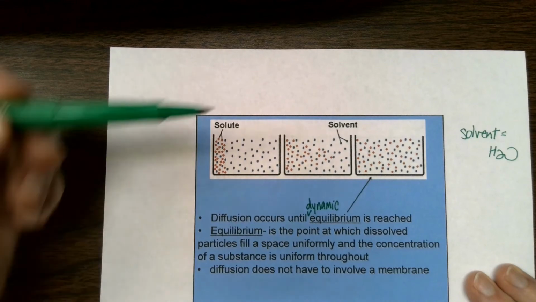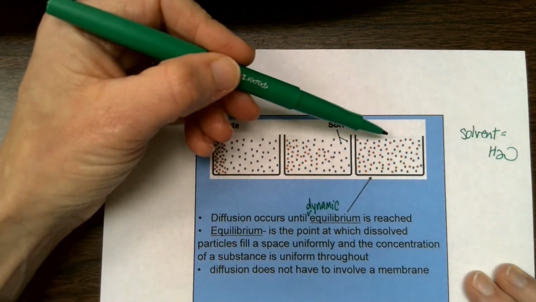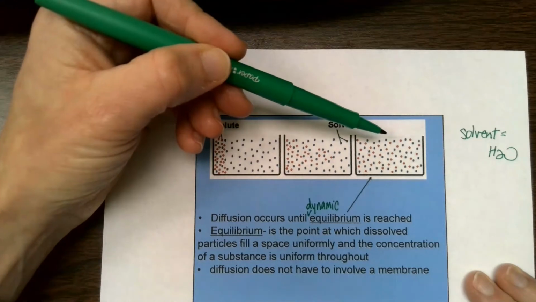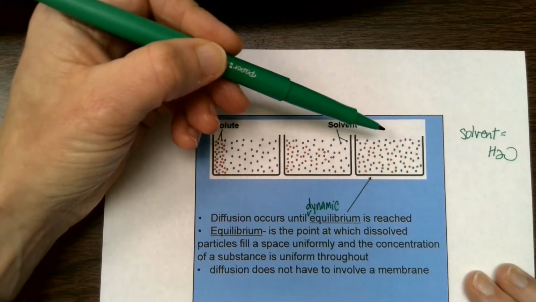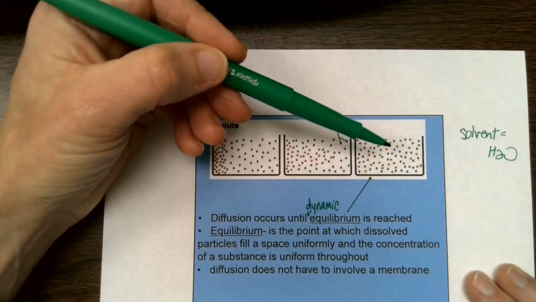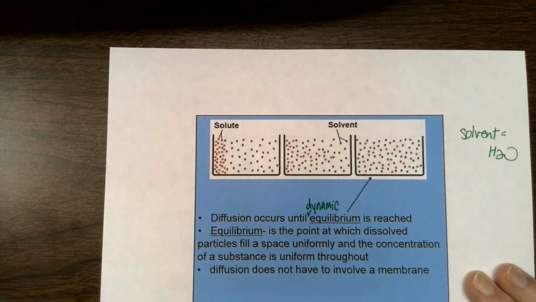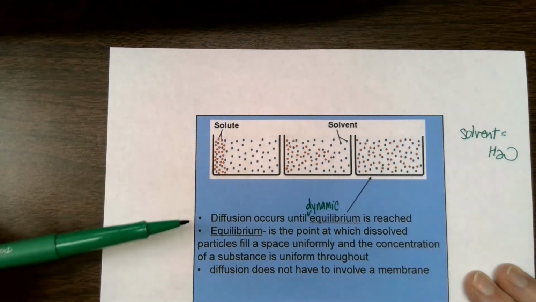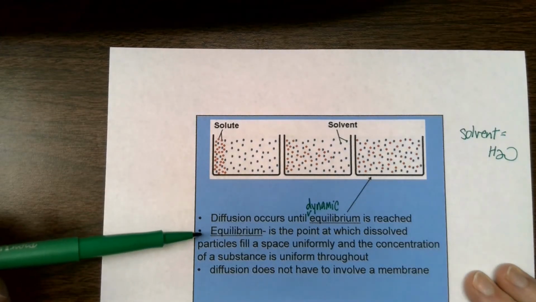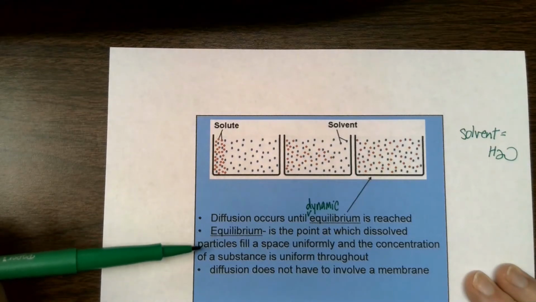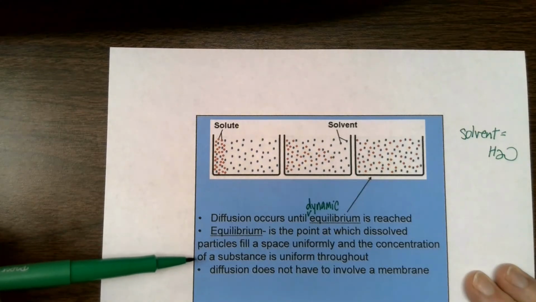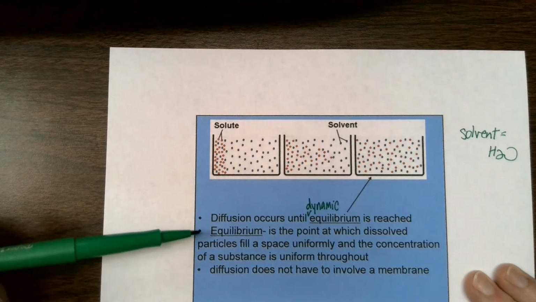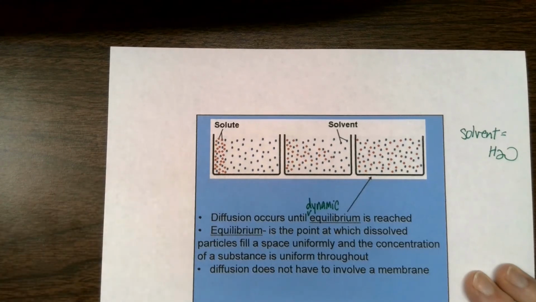What does that mean? Well, what that means is that this solution is still never going to be completely still. Remember, particles are always in motion. So even if we look at a glass of water with a red dye in it, and it appears still, it's not completely still. Those particles that we see there of the red dye and of water are constantly moving around. So by definition, equilibrium is the point at which the dissolved particles fill a space uniformly and the concentration of the substance is uniform throughout. But again, it's going to be dynamic and that solution is going to constantly be changing, okay?